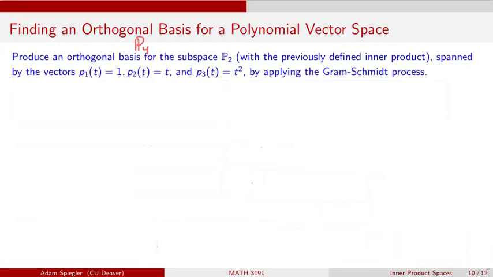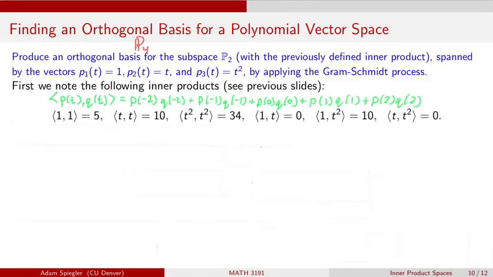So what I'd like to do is take this basis for this subspace of P4 and find how we can generate an orthogonal basis for this vector space going through the Gram-Schmidt process. What's really nice about inner product spaces is that they allow us to use the same geometry of lengths and angles that we've discussed with Rn in these more abstract spaces.